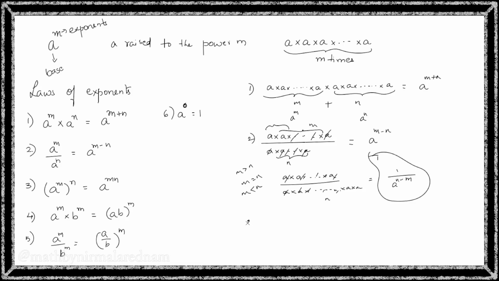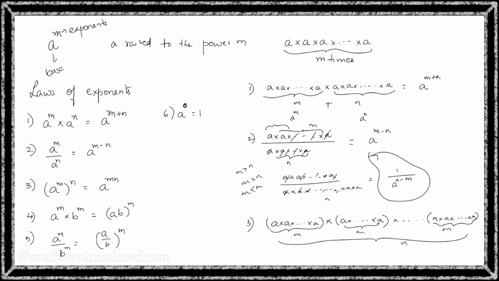Coming to the third one, I have a power m whole power n. That is, I have a power m, which is a having a m times, right? And such that if I consider it as one set, one box of m a's, in that manner, how many boxes am I going to have? I'm going to have n number of such boxes or brackets. These are n in number, right?